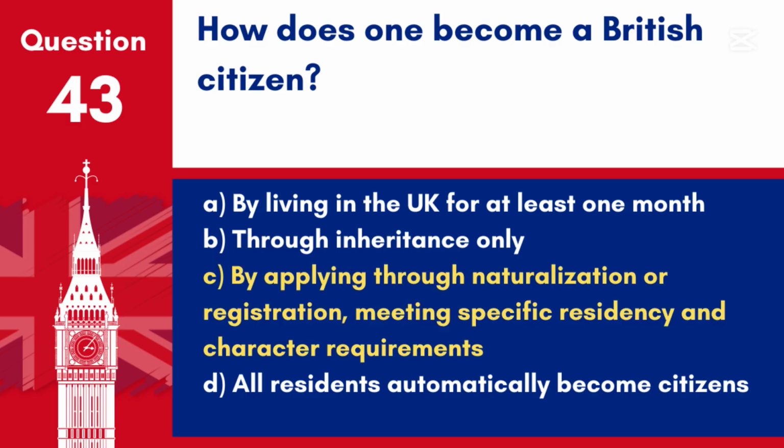Answer C. By applying through naturalization or registration, meeting specific residency and character requirements. Becoming a British citizen usually involves a process of naturalization or registration, requiring applicants to meet certain residency, character, and knowledge of language and life in the UK criteria.